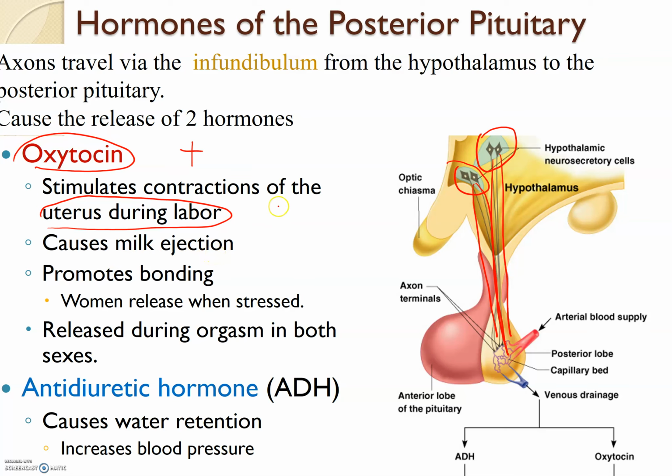So prolactin makes milk, and oxytocin releases it.